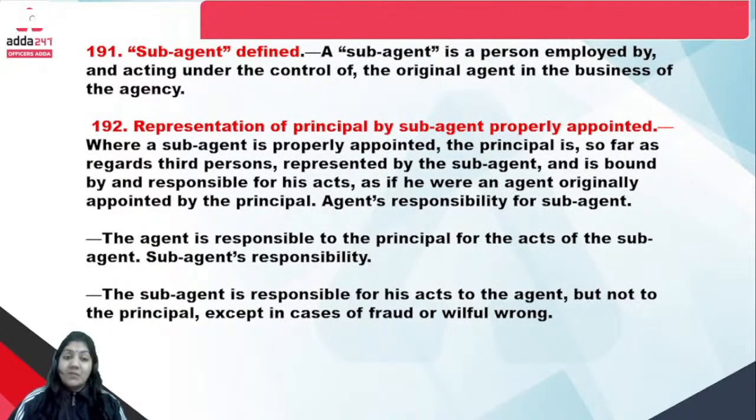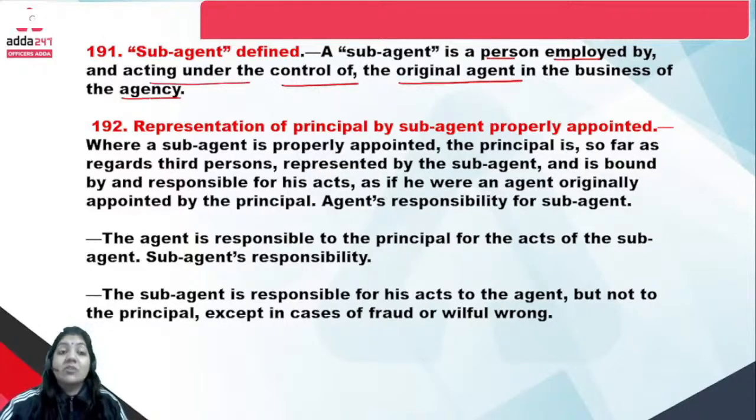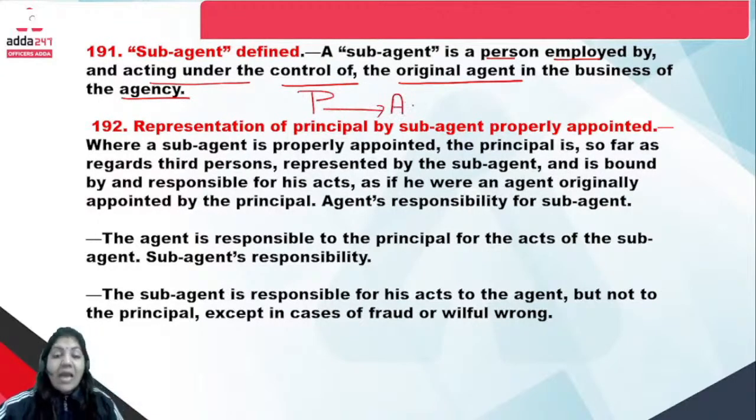Next, sub-agent. This is very important, so please see the section very carefully. A sub-agent is a person employed by, or acting under the control of, the original agent in the business of agency. It means the principal is at the top; under the principal the agent is doing work, and under the agent this sub-agent is doing work.